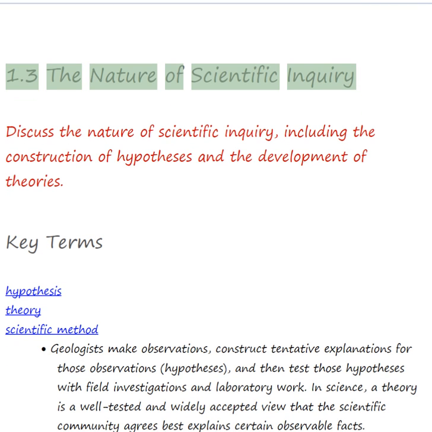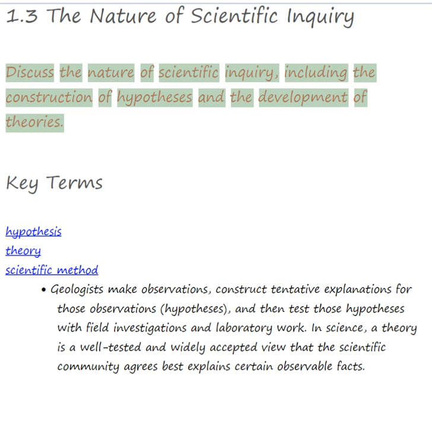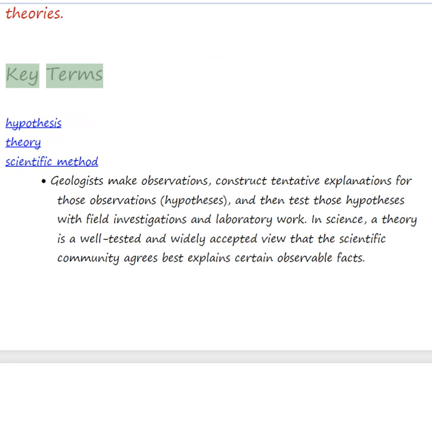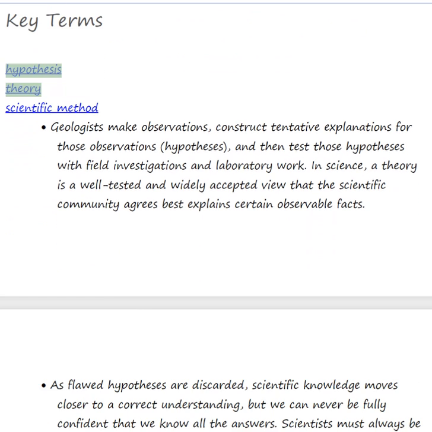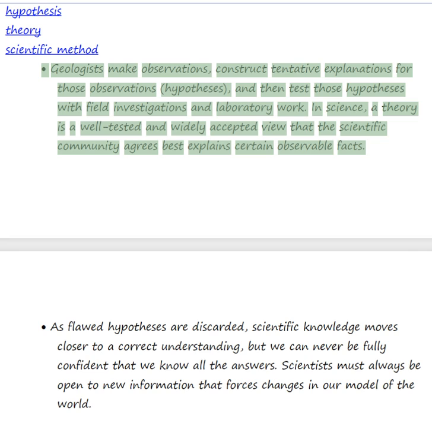1.3 The nature of scientific inquiry. Discuss the nature of scientific inquiry, including the construction of hypotheses and the development of theories. Key terms: hypothesis, theory, scientific method. Geologists make observations, construct tentative explanations for those observations, and then test those hypotheses with field investigations and laboratory work.